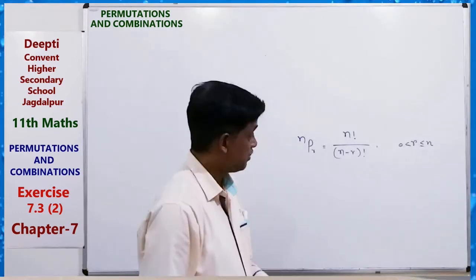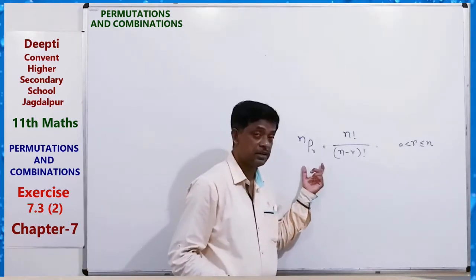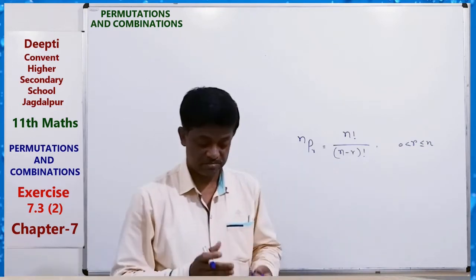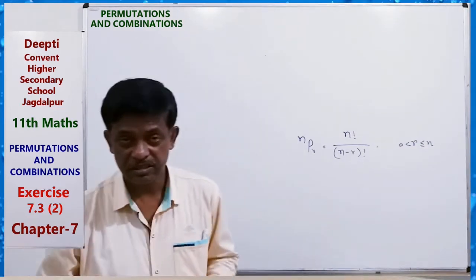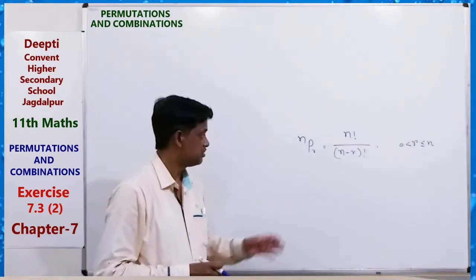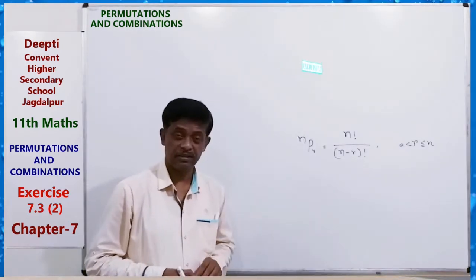In permutation, the order of the objects is countable.